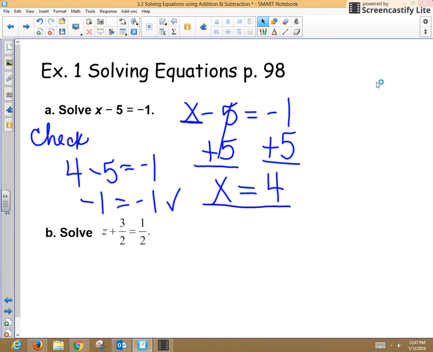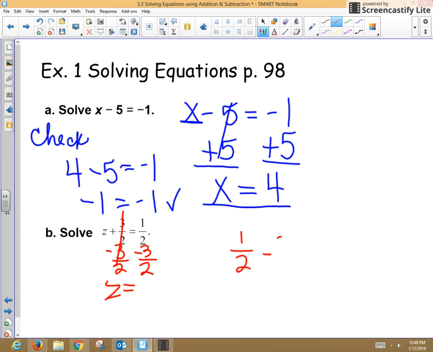For b, we're going to solve it the same way. But this time, we have z plus 3/2 equals 1/2. Since z is being added by 3/2, to undo the addition, we use the subtraction property of equality, which says if we subtract the same amount from both sides of the equation, those parts will still be equal to each other. So 3/2 minus 3/2 cancels out to 0. So I'm left with z equals 1/2 minus 3/2.